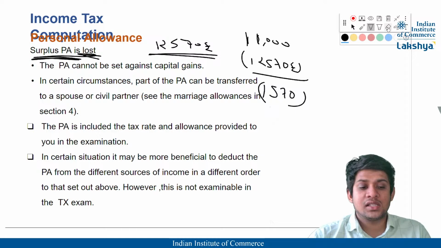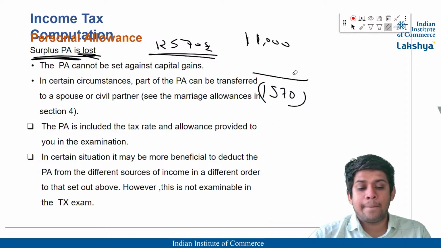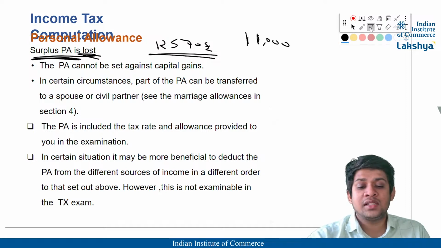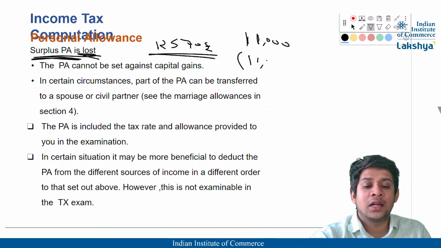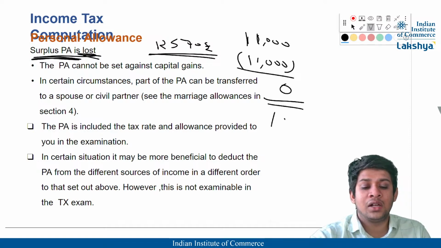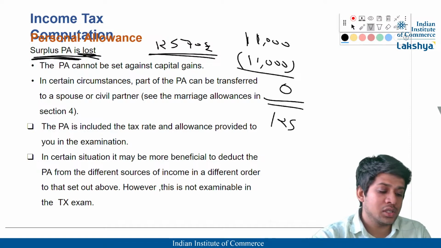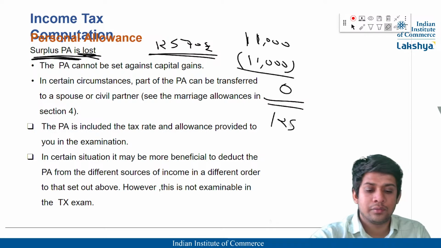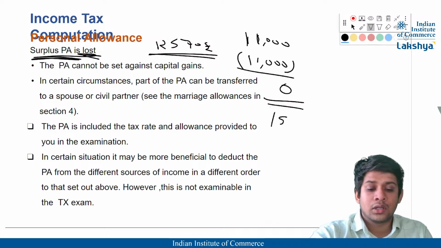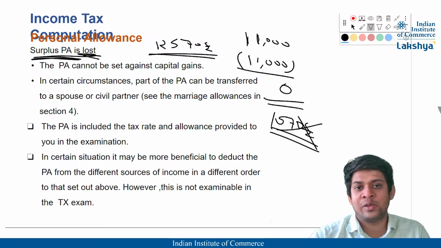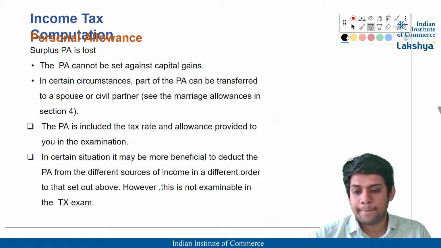Here, if my personal allowance is 12,570 and my income is 11,000 pounds, I'll deduct the 11,000 down to 0, and the remaining 1,570 pounds of personal allowance is lost, is wasted, because it was the unrelieved personal allowance that was available.